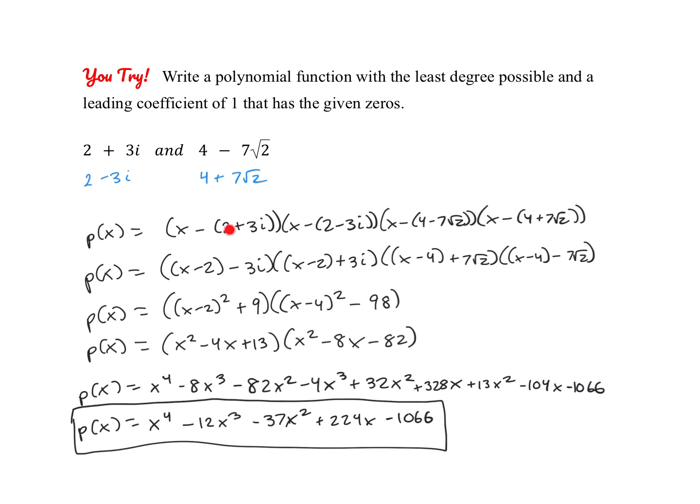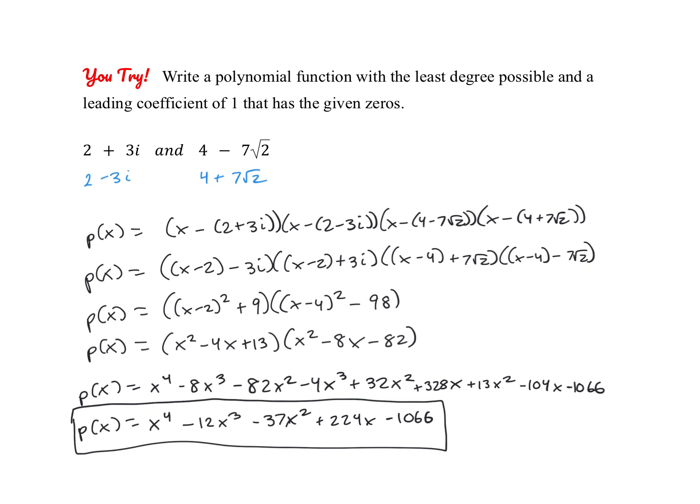Again, you can distribute the negatives, and then I would group the x minus 2s and then the x minus 4s. So when you multiply these first two, treat it as a binomial times a binomial, giving you this. And also remember that i squared is -1. So here you get -9i squared, which is plus 9. And here again, it's a binomial times a binomial. So you get x minus 4 squared and then minus 98. And then this you should multiply out to get this trinomial. This you can multiply out, combine like terms to get this trinomial.